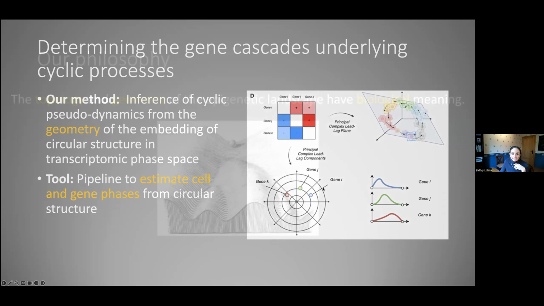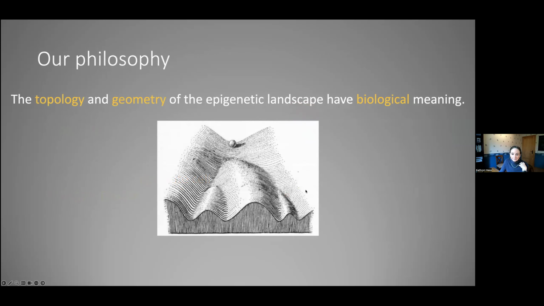So there's an underlying philosophy here that I think is important. So here we have this Waddington epigenetic landscape about the evolution of gene expression and how it can sort of lead you into valleys from which you can't escape and so on. And the point is that there's a very complex geometry to this epigenetic landscape. And our philosophy is that the topology and the geometry of this landscape actually have biological meaning. And I hope to convince you that we have some strong evidence for this.